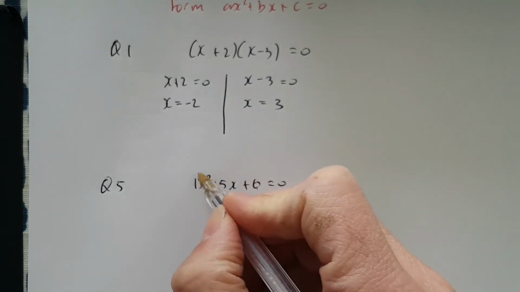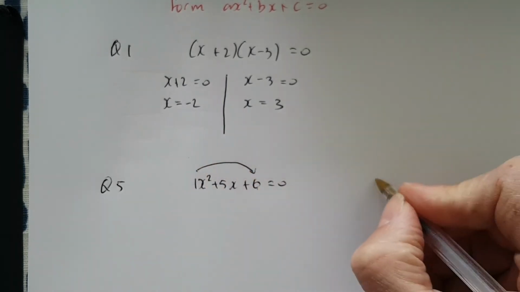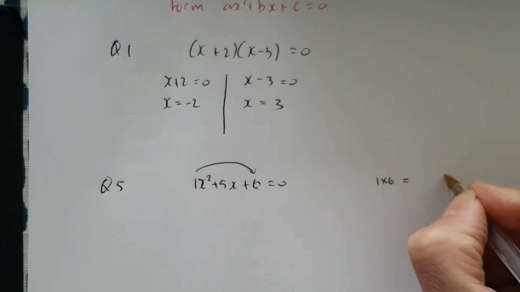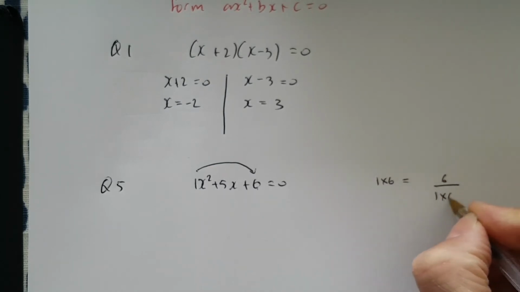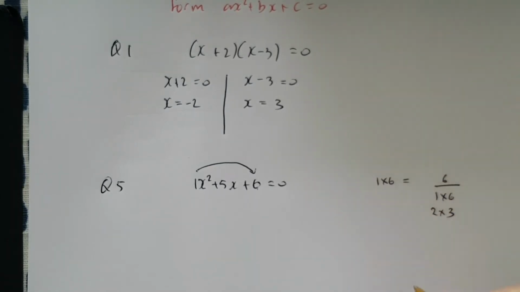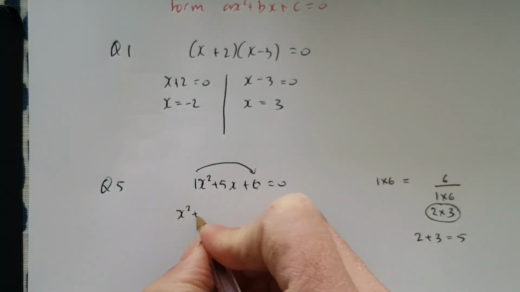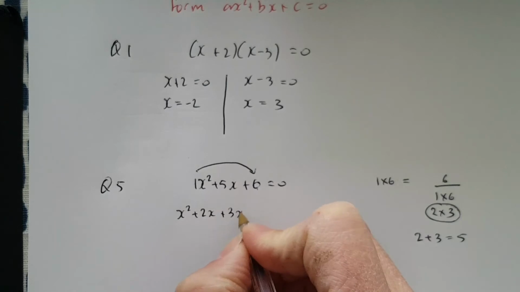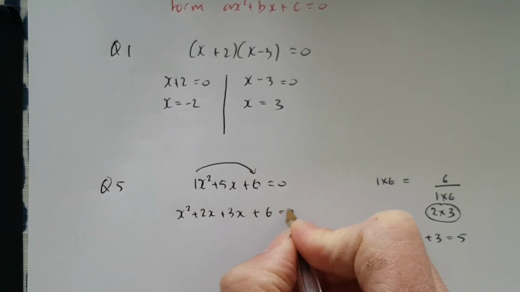So this is 1x², so I get the guide number: 1 times 6 is equal to 6. My guide number has the factors 1 and 6, and 2 times 3. I need the factors that would add up to give 5. Now, 6 minus 1 would give 5, but 6 multiplied by -1 would give -6, so that's not good. So it's going to be 2 and 3, because 2 + 3 = 5. So I'm going to rewrite this as x² + 2x + 3x + 6 = 0.